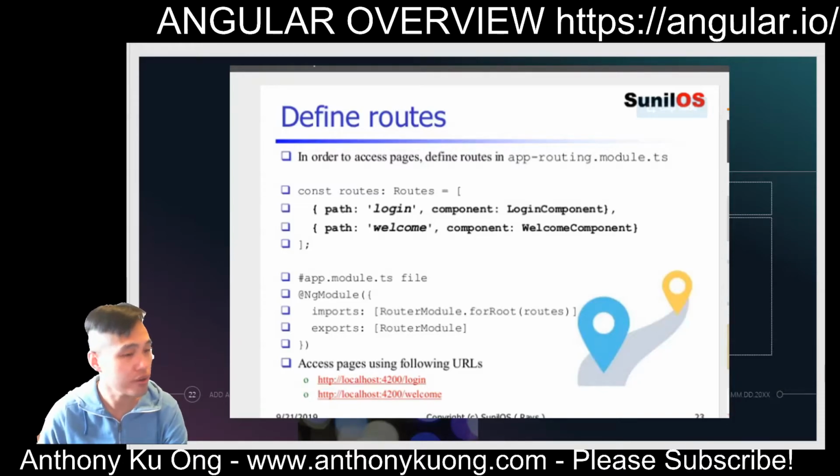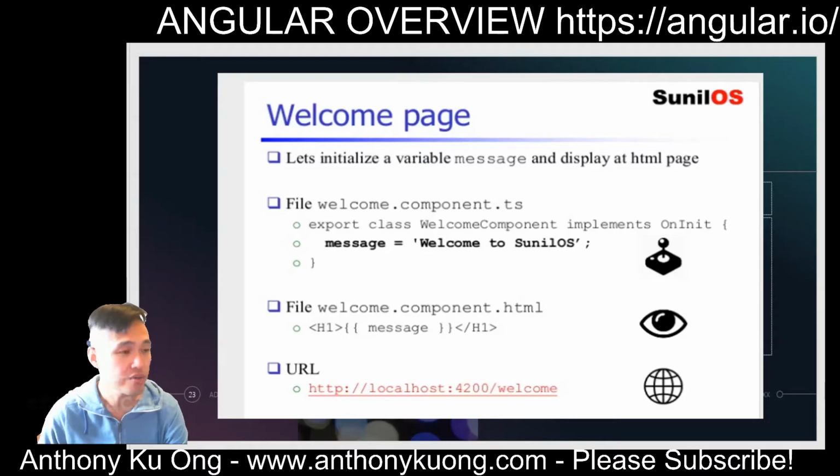You'll be able to go into that HTML markup and TS and modify the code based on your needs. So if you initialize a variable message and display it on the HTML page, you go to the welcome.component.ts file, and you can implement the onInit method, that would be ngOnInit. We can create a public message here, and we can use interpolation with the mustache syntax to project that string value onto the HTML page.